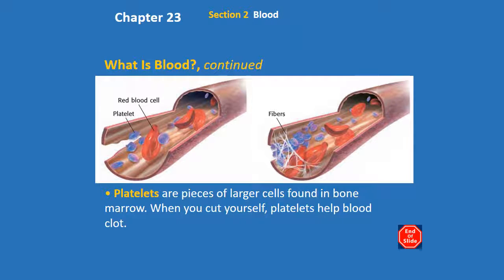Platelets is not on your thing. Platelets are pieces of larger cells found in bone marrow, and platelets help your blood clot. You don't have to write that, it's not on there. But platelets help your blood clot. You can see a clot forming right here. It's like a spider web forms in your blood vessel. So you have an injury where you're bleeding. These platelets come along and they back up and they create these fibers and help stop the bleeding.